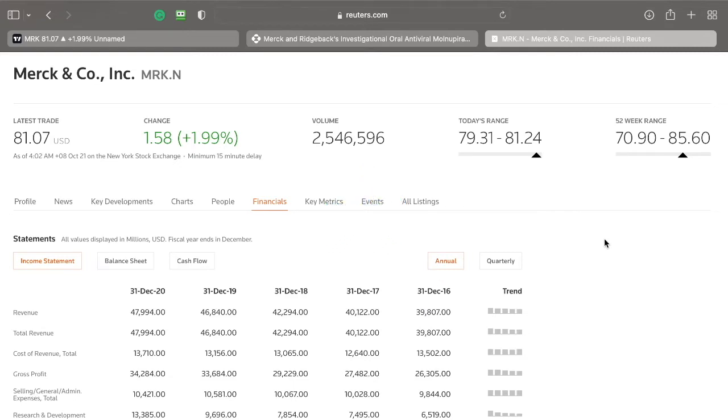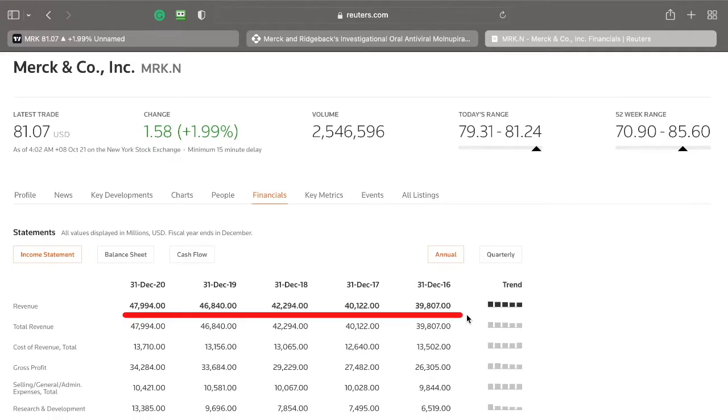Right, so we'll begin first by taking a look at Merck's fundamentals. Merck's revenue has been steadily increasing over the years. If you take a look at 2016, revenue for Merck is $39 billion. In 2017, it's $40 billion. 2018, $42 billion. 2019, $46 billion, and 2020 was $47 billion. So we see that there is a steady increase in Merck's revenue throughout the years from 2016 to 2020.